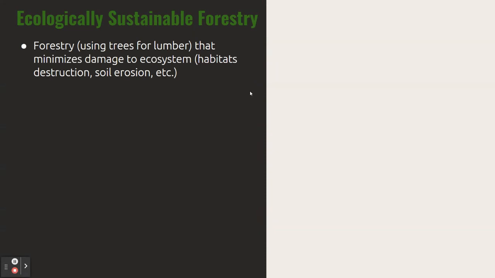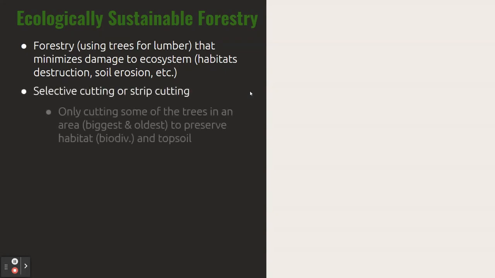So we've got what we call ecologically sustainable forestry, which, like I said, is just going through the process of forestry. So we're using trees still, we're collecting trees, but we're minimizing damage to the ecosystem to save habitats from being destroyed and soil from being eroded. One big way we do this is through a process that we call selective cutting or strip cutting, where we go in and we only cut maybe the oldest trees in an area, or trees that may not have as much individual diversity. Maybe it's a small population.